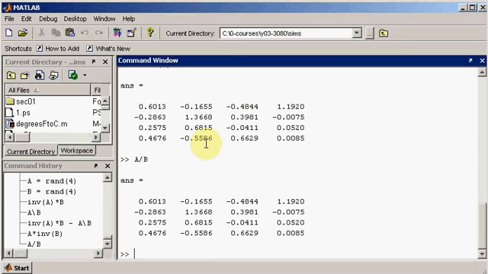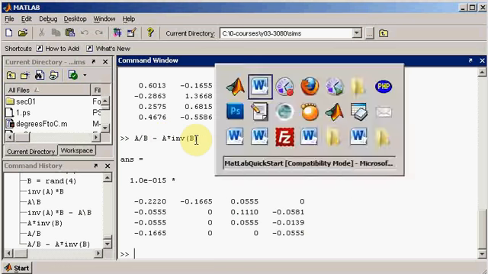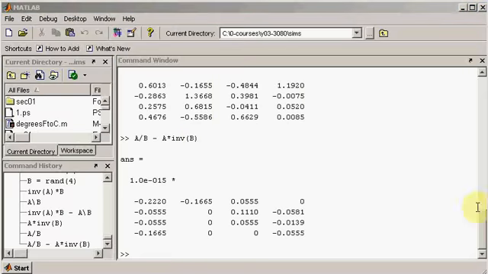And again, let's look at this in the residual. So A forward slash B minus A times the inverse of B, and you see the result there. These numbers are extremely small, 10 to the power minus 15. So this is giving us, these two are extremely close. So A forward slash B is giving us very similar numbers to A times the inverse of B. So that's the back and forward slash operator.